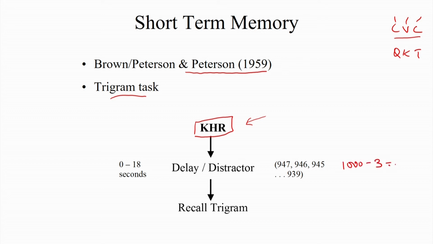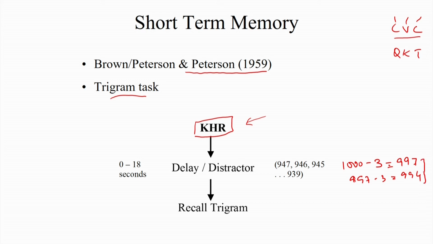So, the first will be 997, and then the next will be 997 minus 3, so will be 994, and so on and so forth. So, keep on counting like this.